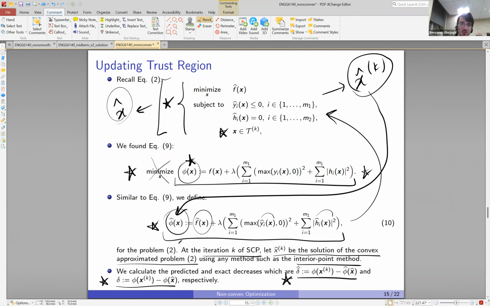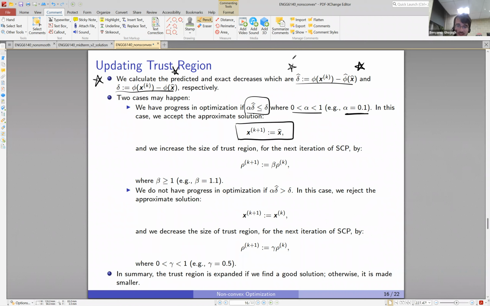Delta hat is the error from the evaluation of the approximation in the approximated functions. Delta is the error from the evaluation of the actual problem at the approximated solution. That's the thing.